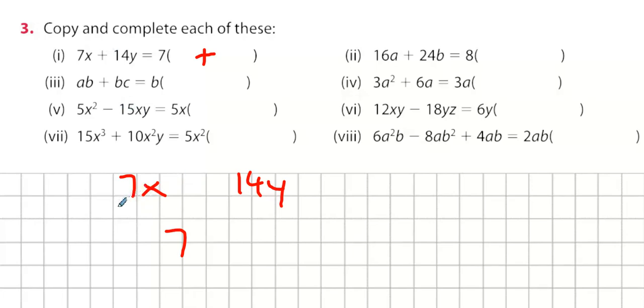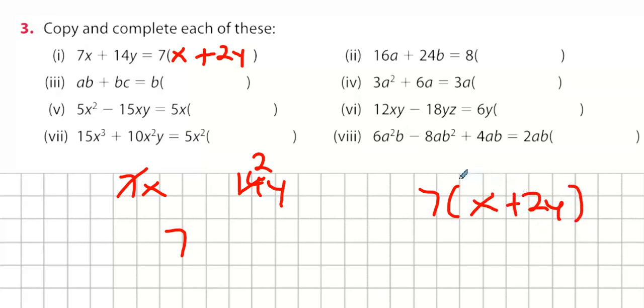What's left over when you take the 7 out? So you slot an x in here. When you take 7 out of 14, that means it divides in twice. So what do we think here? 2y. What happens if you multiply back out your answer? What happens when you multiply 7 by x? Tick. And then 7 by 2y? 14y. Is that all right with you guys?